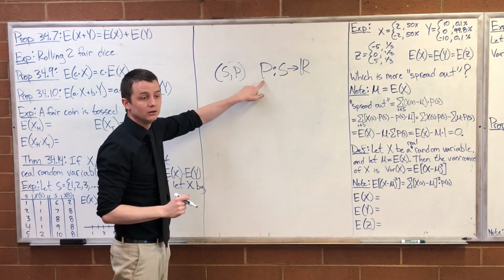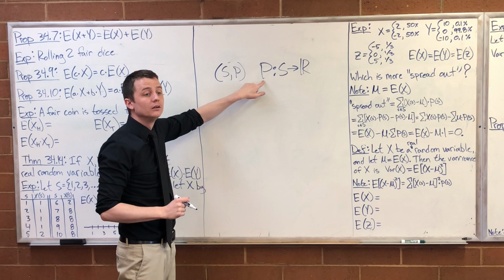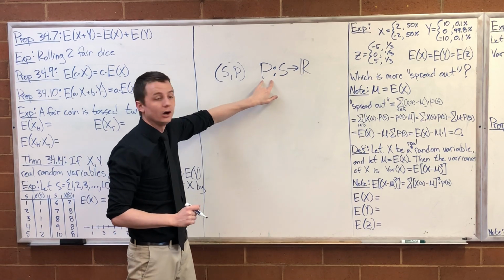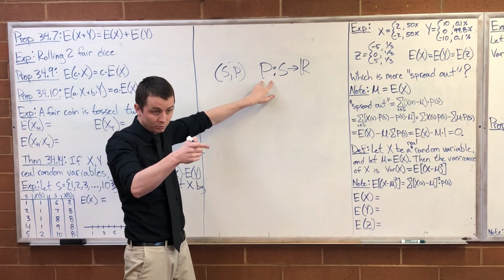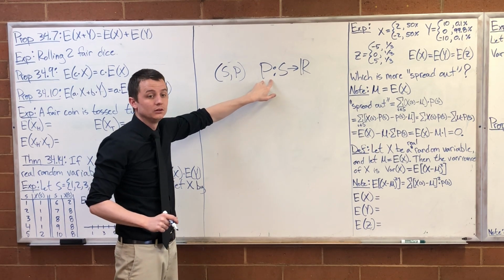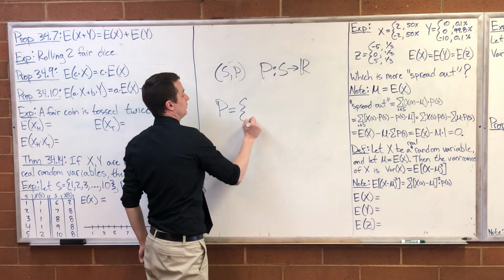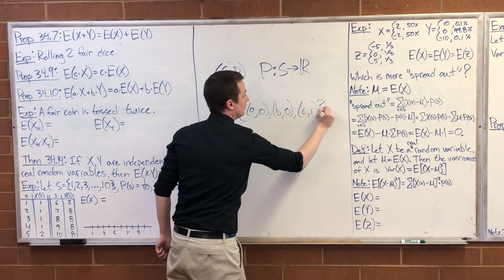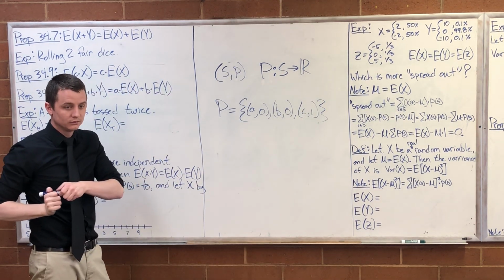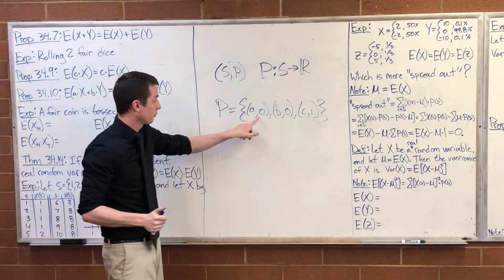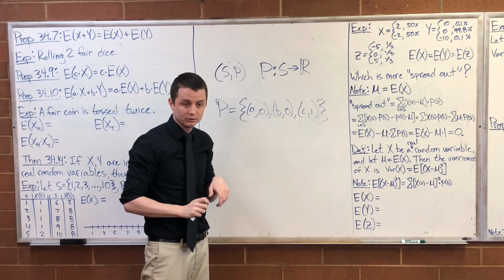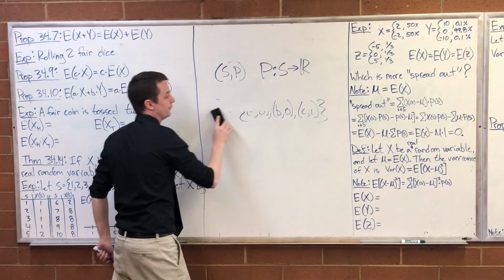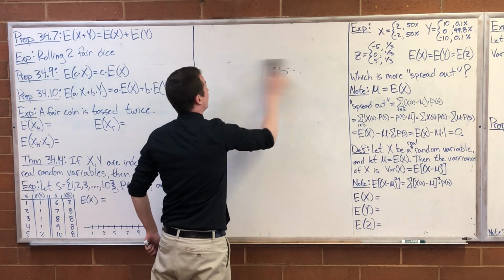What else do we know about P? The sum of everything in P is equal to one. The individual elements of P are between 0 and 1. They could be 1. Now, I could have P equal to something like this: we get A with probability 0, we get B with probability 0, we get C with probability 1. The sum of all those is 1, so that's perfectly valid. And then we had a random variable.